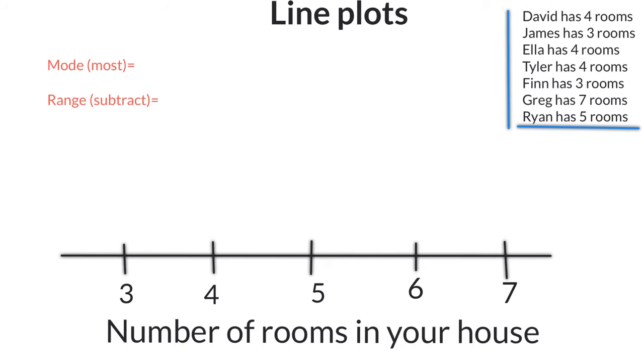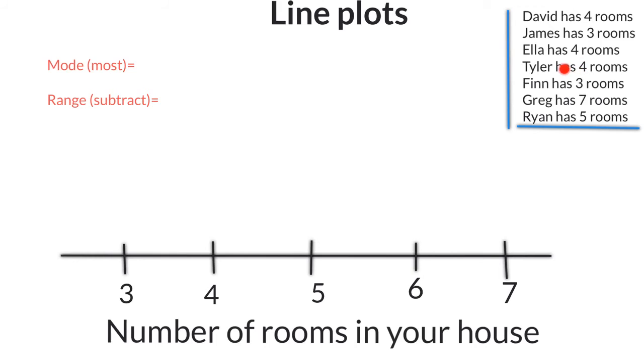Okay, let's look at this line plot here. You can see that it still has a title. This one is going to be about number of rooms in your house, which has changed. You can also notice that the numbers have changed. On the other one, we went to 1 to 5, but we've changed the numbers here because most people have more than 1 or 2 rooms in their house. So we've increased the numbers to accommodate that.